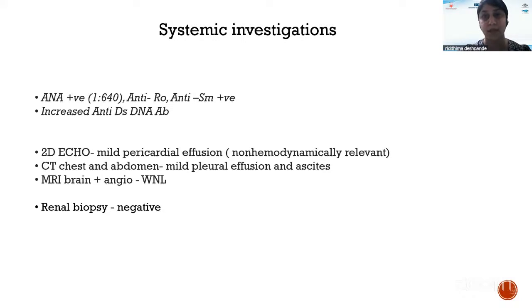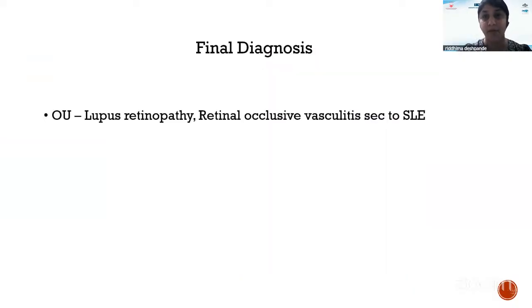Renal biopsy was negative. So when she came back with the reports, she had developed this typical butterfly rash on the face with discoid lesions all over the body. So with all this, the final diagnosis was lupus retinopathy with occlusive vasculitis in both the eyes.